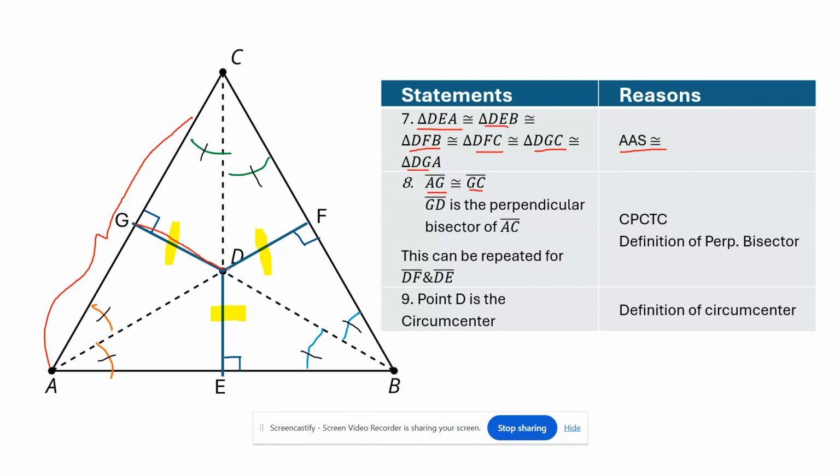Because we've just said that each of these lines are the perpendicular bisector of each of the sides, D is where they coincide, so D is the circumcenter because that's the definition of a circumcenter. Okay? That's it. That's the proof done. Please go ahead and watch the video again to see if you understand it. And then that's it.